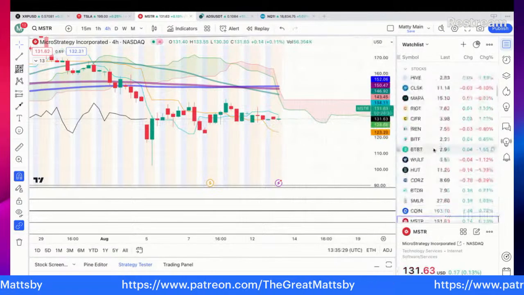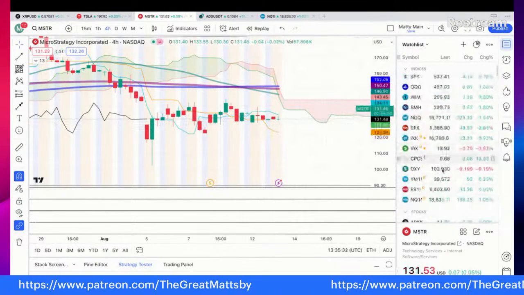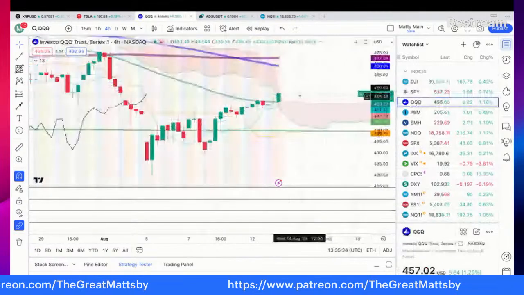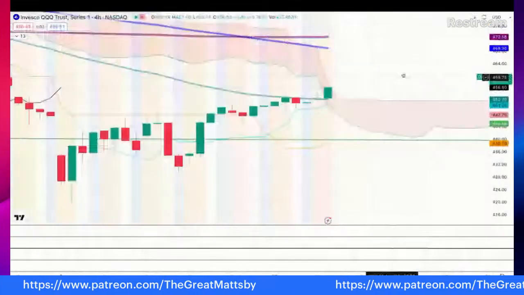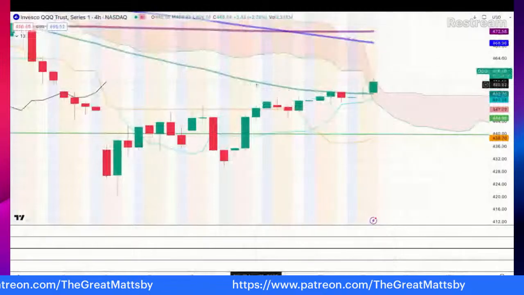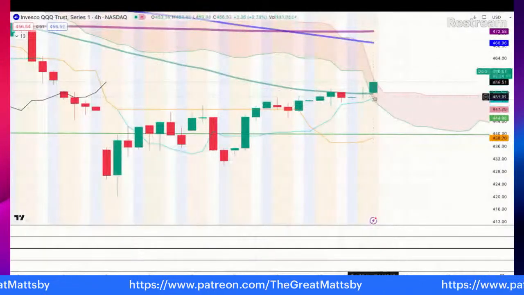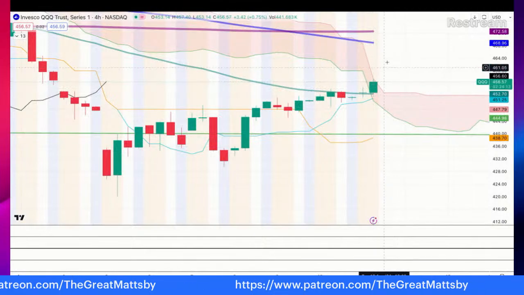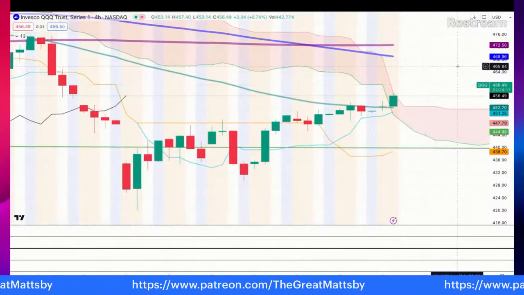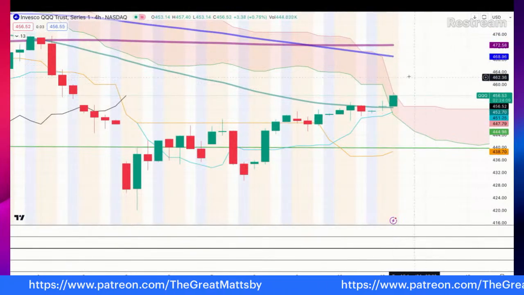All right. One last look at everything. QQQ, look at that development for QQQ. It broke above the 50 on the 4-hour chart. That is a good sign, right? And it's trying to break the top of the cloud too. So this is actually good for stocks, a lot of stocks, really.